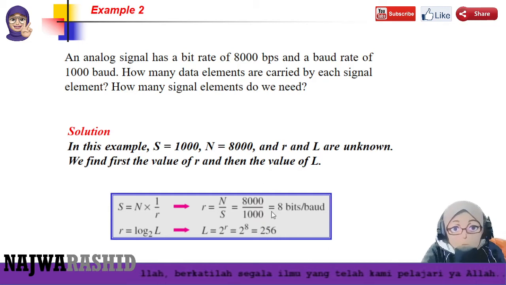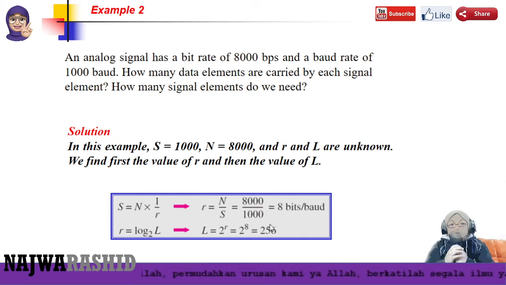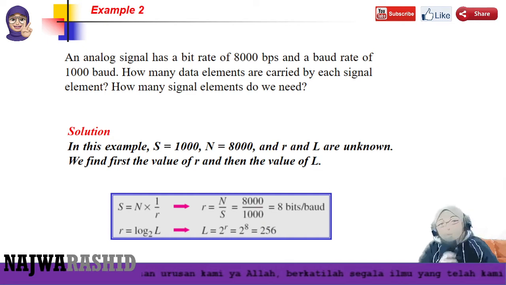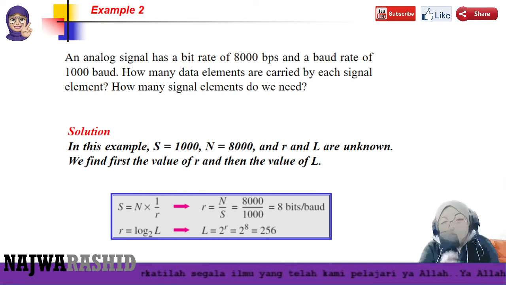So you already know the R. R equals log base 2 of L. So you need to find L. In order to find L, you can use 2 to the power of R. So it's equal to 2 to the power of 8. That means we have 256 levels.